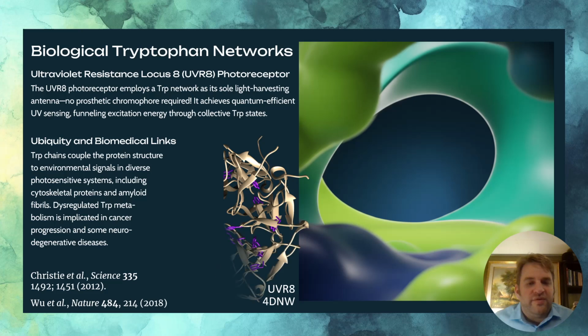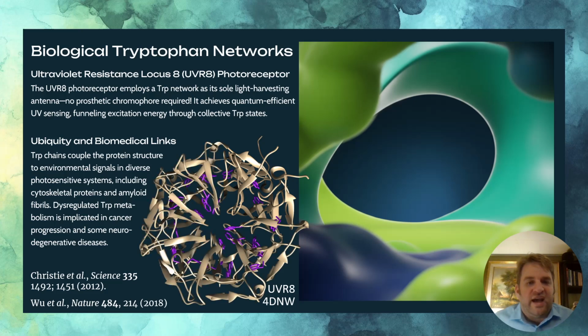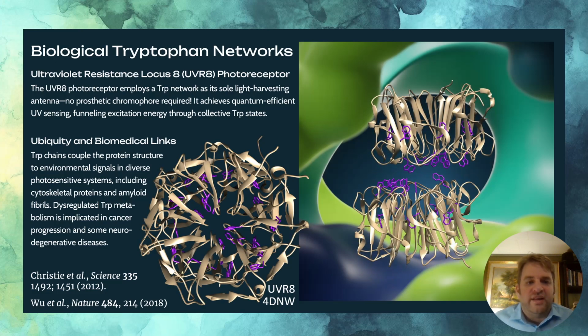Now, tryptophan is particularly interesting because it can act as a photoreceptor itself. So in the ultraviolet resistance locus 8, the UVR8 photoreceptor, this is a plant photoreceptor that in fact has a tryptophan network as its sole light harvesting antenna system. There's no additional prosthetic chromophore like a flavin or a pterin or a folate required in this system. It achieves quantum efficient UV sensing, funneling excitation energy through the collective tryptophan states themselves.